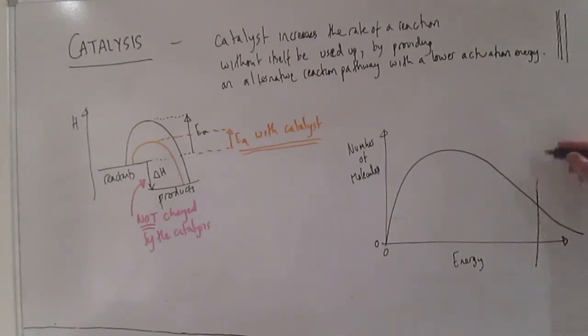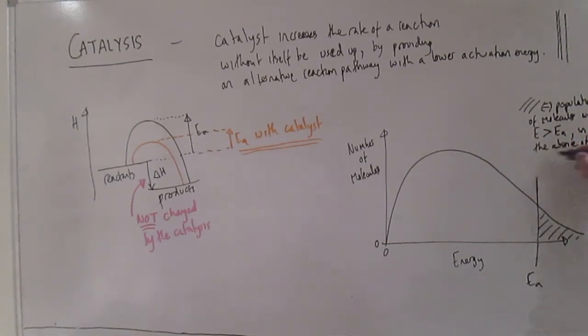So if that is the activation energy, remember we just mark it on as a vertical line like that, and then shade in the area like that. Say, right, here's the activation energy, and just explain that that is equivalent to the population of molecules with energy greater than the activation energy in the absence of a catalyst.